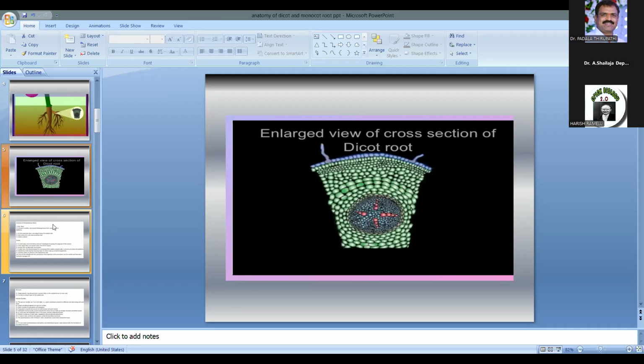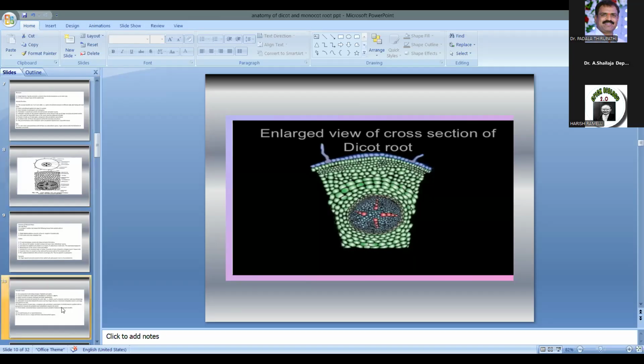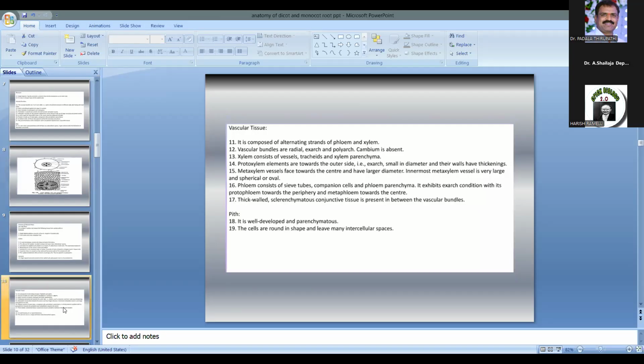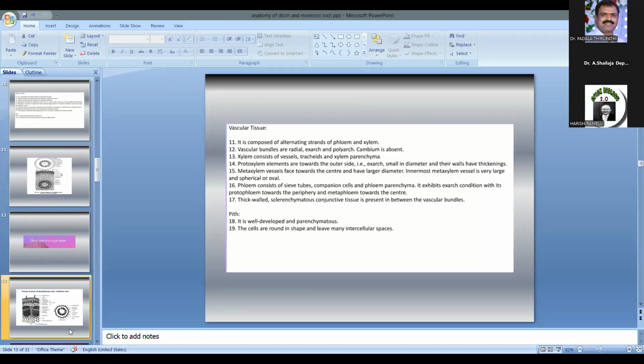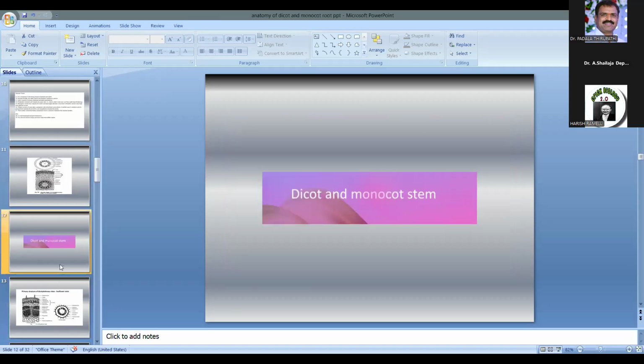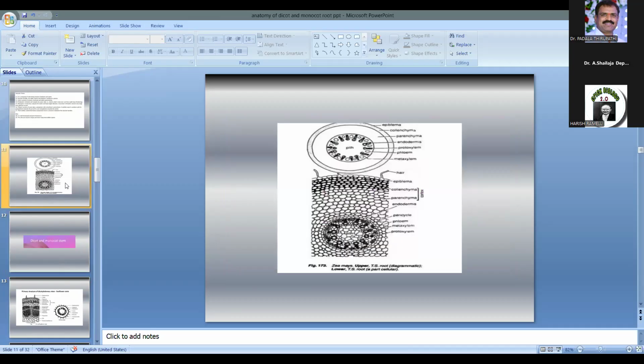Okay, so coming to the monocot root, it shows differentiation into epidermis, cortex and stele. Okay. So in the slides, this is the Zea mays root.